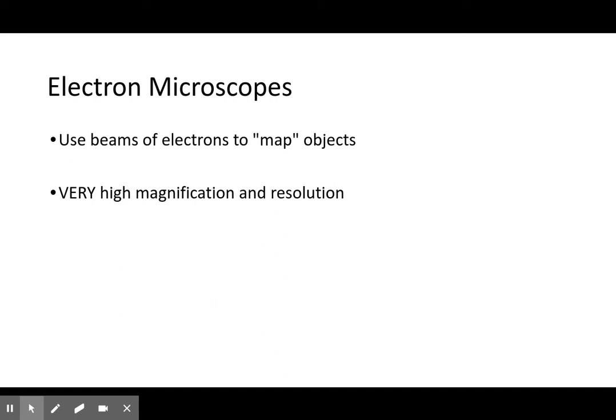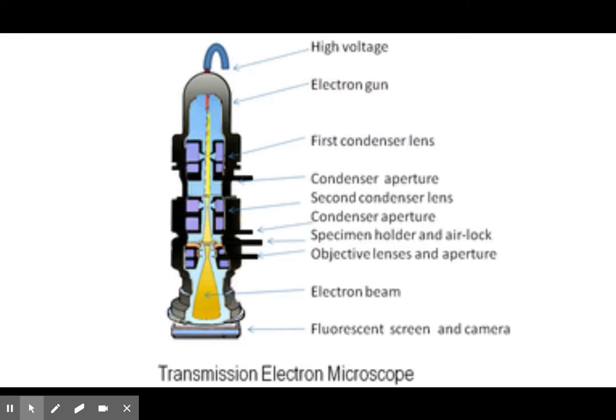These are going to use beams of electrons to kind of map objects. This gives us a very, very high magnification and resolution. Now, these parts we don't have to learn. This week's quiz won't have any of these parts on there, but I wanted to show you that it looks very, very different from how a compound microscope works.